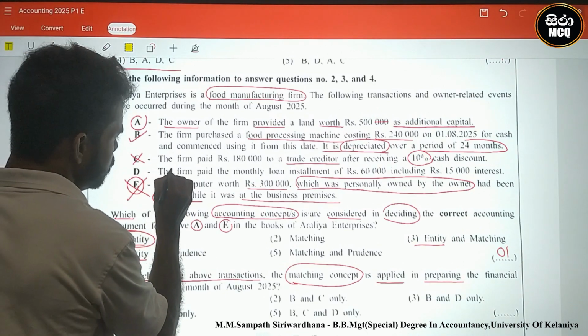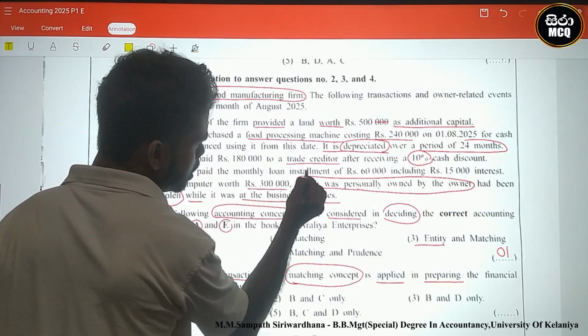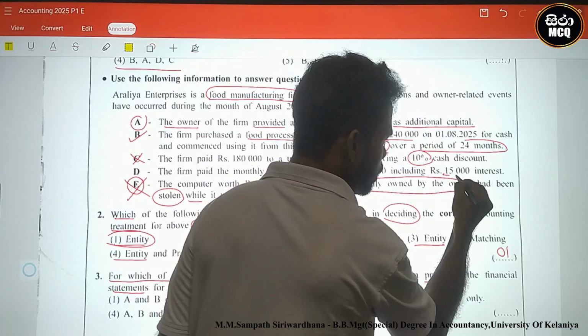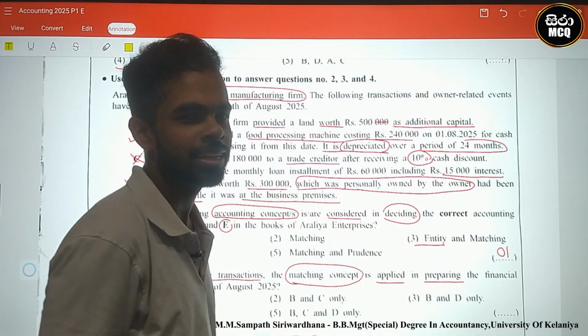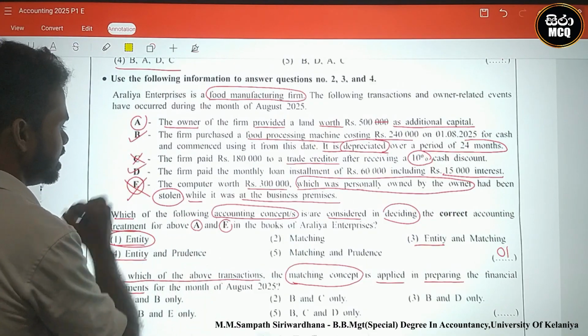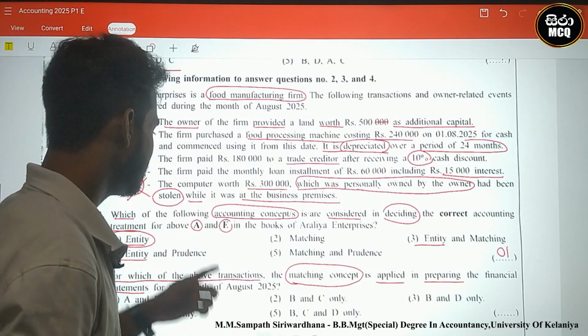Look here. The firm paid the monthly loan installment of 60,000 including 15% interest. Interest is an expense. This is expense related. D is expense related. Okay, next one.